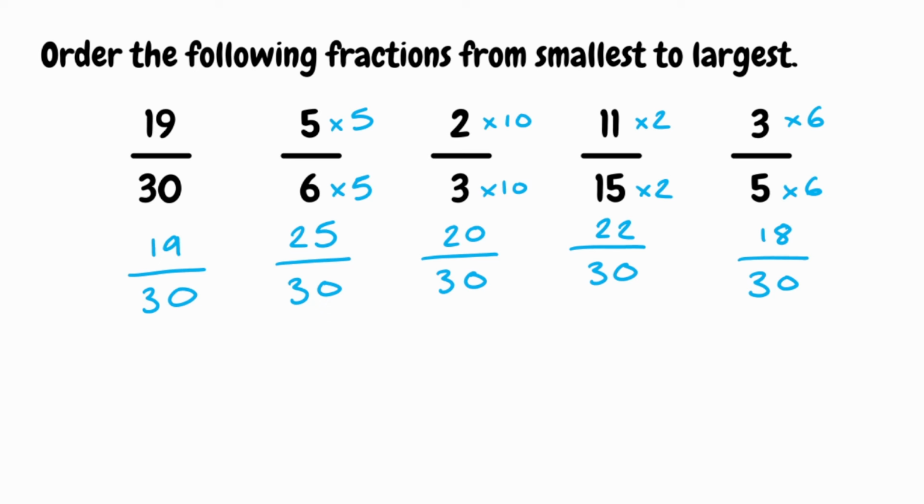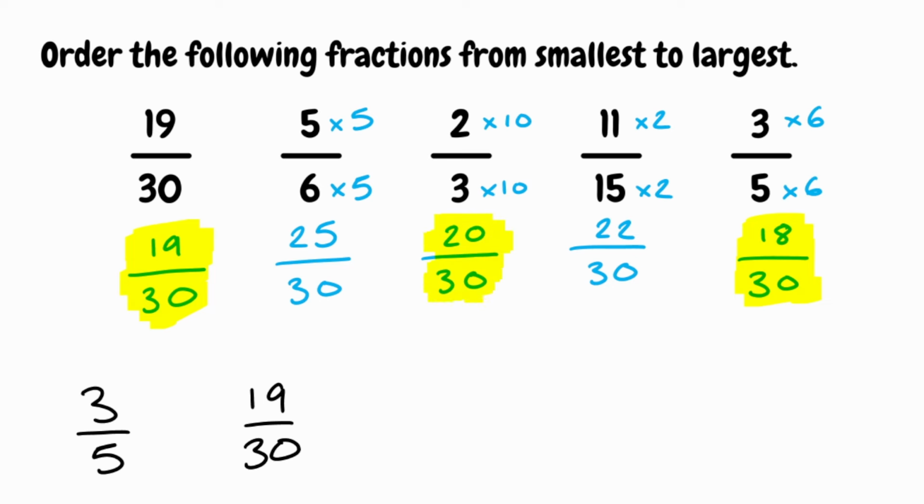So the smallest one on our list here would actually be 18/30. So again, we use the fraction that we were given originally. So the smallest one would be 3/5. Okay, the next fraction would be 19/30. So again, using the fraction we were given, that would be 19/30 again. Okay, moving on, the next one would be 20/30. So we use the fraction we were given, which was 2/3.